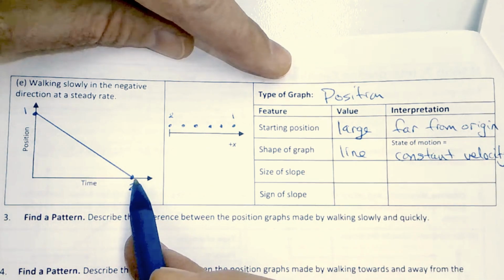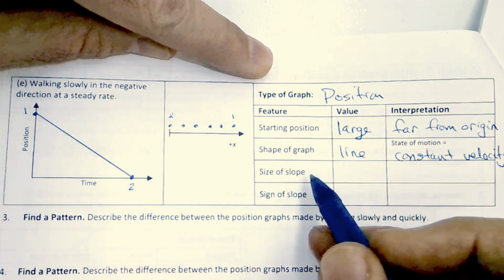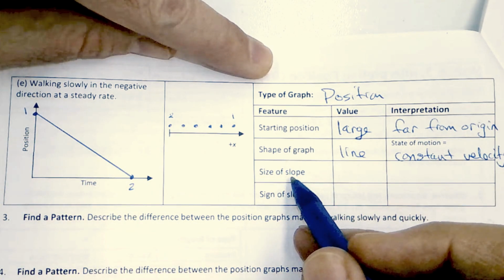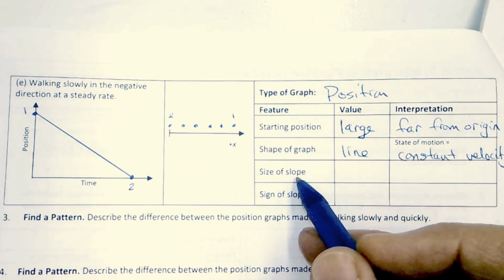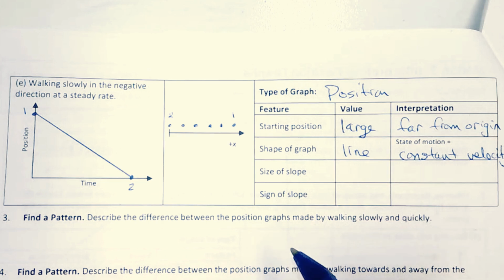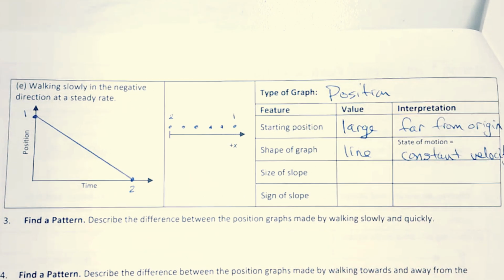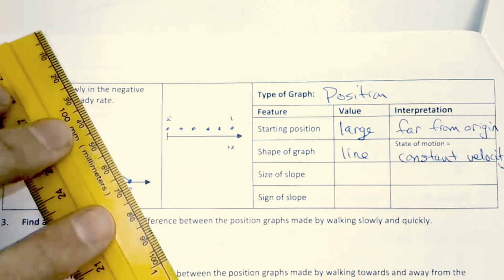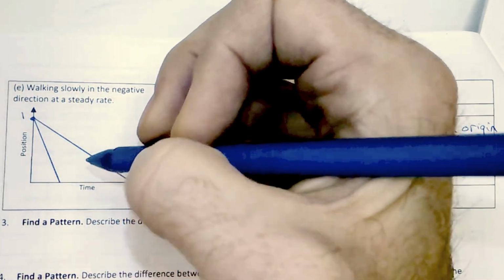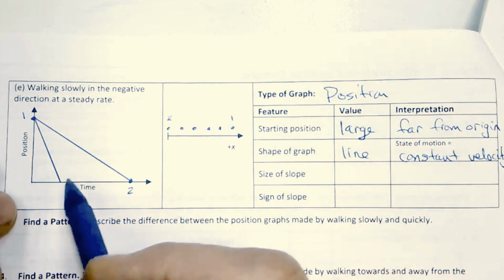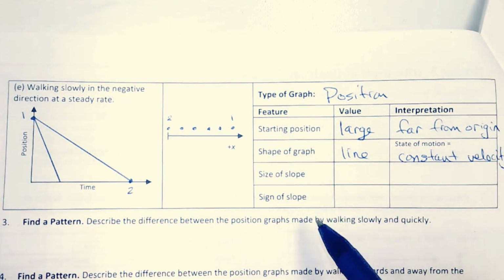Now another feature of the graph that we can analyze is its slope. So the first question is, what is the size of the slope? Here, this is always a comparison with some other graph. In the previous example that this was taken from, the student was walking quickly, and in that case, the graph was much steeper, looking more like this. But in this situation, the size of the slope is smaller.